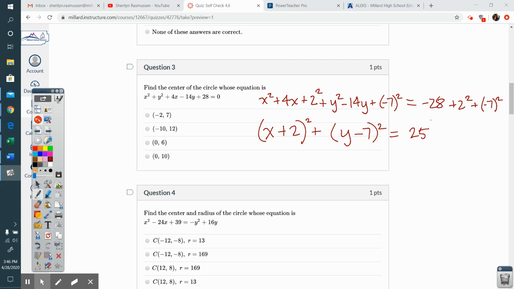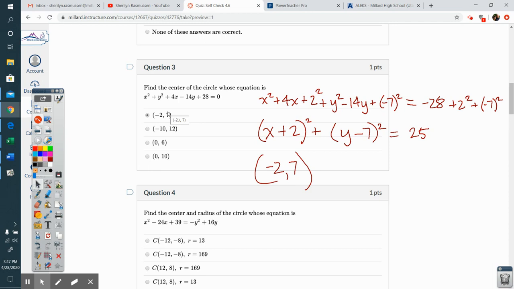The center of your circle will be the opposite of whatever this is. So if it's positive 2, it'll be negative 2. The opposite of whatever here. So if it's negative 7, it'll be positive 7. So you can see that the center of your circle will be at negative 2, positive 7. So on a coordinate plane, that would be the center of your circle.